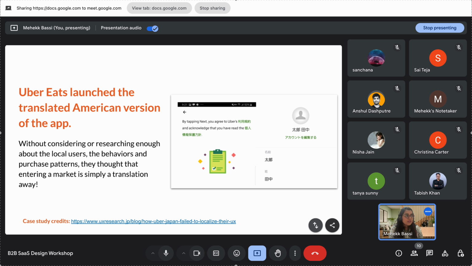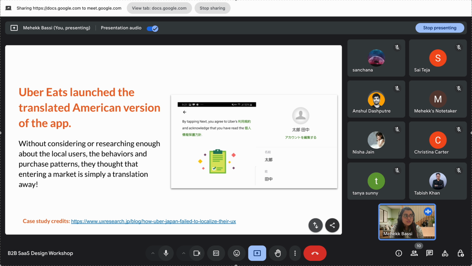And the way they messed up with Uber Eats is that they asked the Japanese users to enter their house number first, and it confused the users because they were not used to writing their address that way. And this exactly is what designing for localization means. It does not mean that you just translate an app and hope for success. So when you're designing for localization, you have to keep in mind a lot of small details.